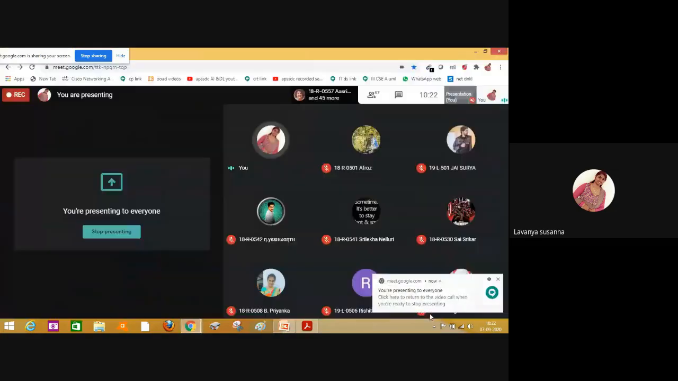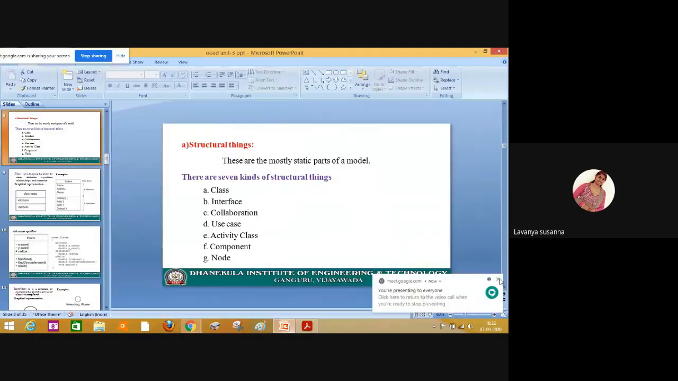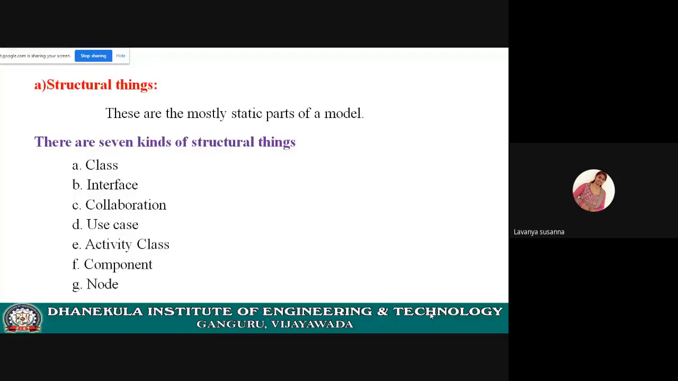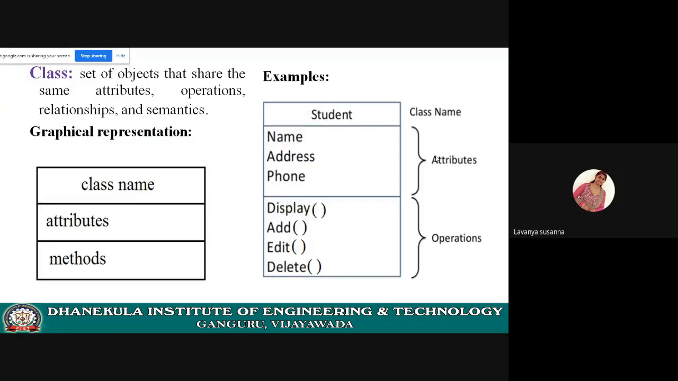Let us see these. Once again, structural things. First one is class. You already know what is class, right? First, you need to see how it is graphically represented. UML is a unified modeling language which is used for modeling. Modeling is nothing but graphical representation. You need to show graphically. You need to draw some diagrams, right? To express each and every element in the complex system. So these are the graphical representations. You need to know all these diagrams, how to draw them.